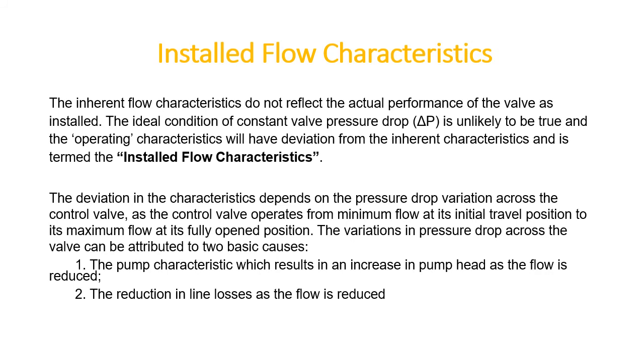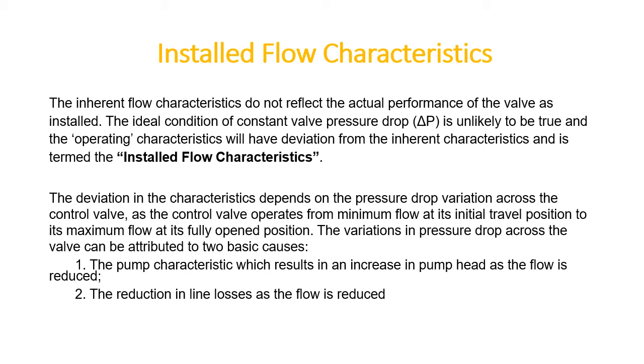Now the installed characteristics. As I told you, when we were discussing the inherent characteristics, there are certain assumptions which we will not be able to meet in most cases when the valve is installed in the process line, because the delta P across the control valve cannot be held constant because of the changing flow through the valve.